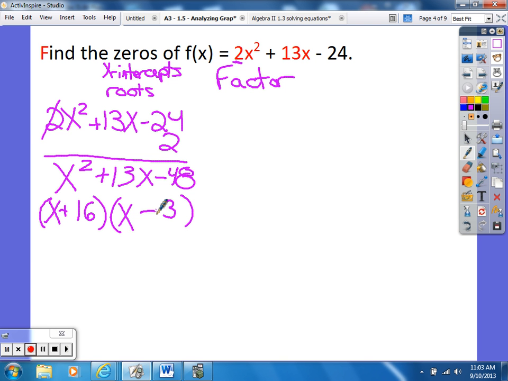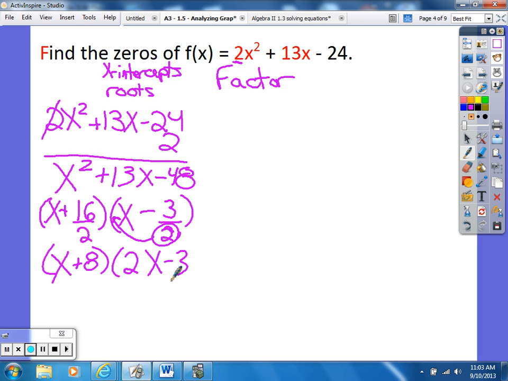Now, since you multiplied by 2, now we have to divide by 2. Which means I'm going to divide the 16 by 2 and I'm going to divide the 3 by 2. 16 divided by 2 is 8. And here, since I can't actually divide those, I just take the 2 and move it to the front. So I get 2x minus 3. Well, we don't like to have a fraction in there, or a decimal, or anything like that. So we like to write it that way. Now we set them equal to what? To 0. So x equals -8.